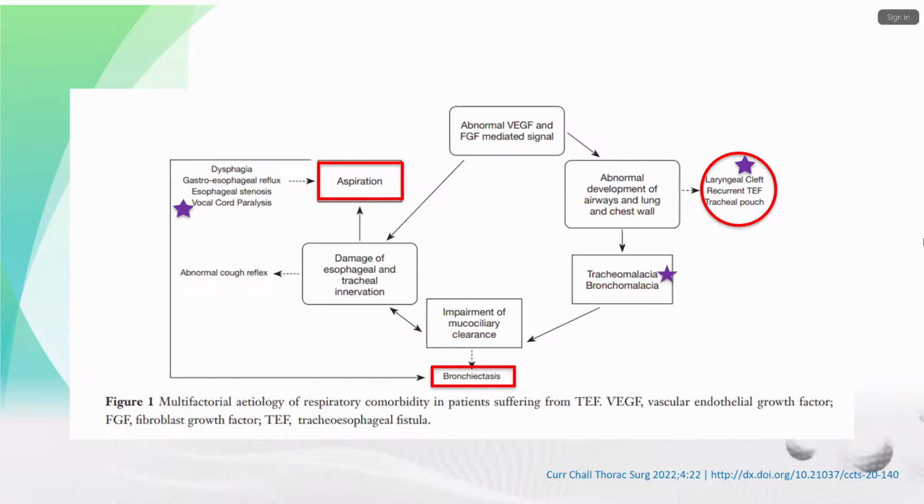Tracheomalacia and bronchomalacia lead to impairment of mucosal clearance itself, leading to bronchiectasis. Also aspiration and dysphagia, GERD, esophageal stenosis, and vocal cord paralysis may occur in this case as well. So these are all risk factors leading to bronchiectasis. It's not only infection.